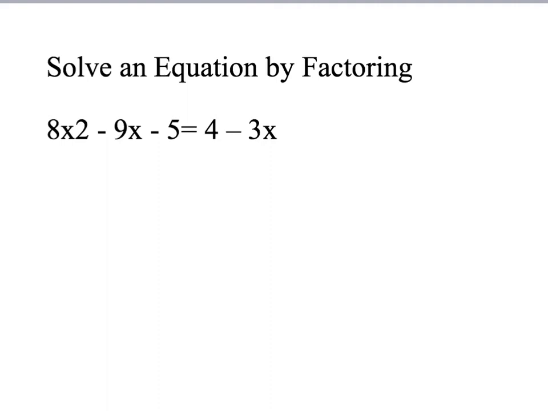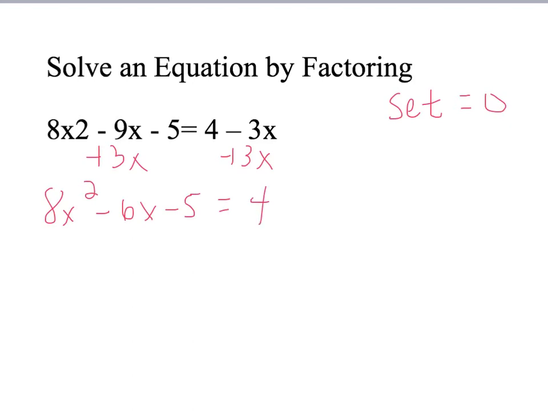Okay, the last part in this section is solving the equation. It's just like we did before where we want to first set our equation equal to 0. Remember, anytime there's an equal sign, it means you need to solve for x. So let's go ahead and add 3x. So now I have 8x squared minus 6x minus 5 is equal to 4. Now I want to bring the 4 over to make it equal to 0. So I have 8x squared minus 6x minus 9 is equal to 0.